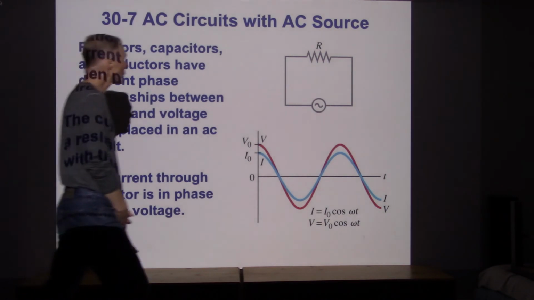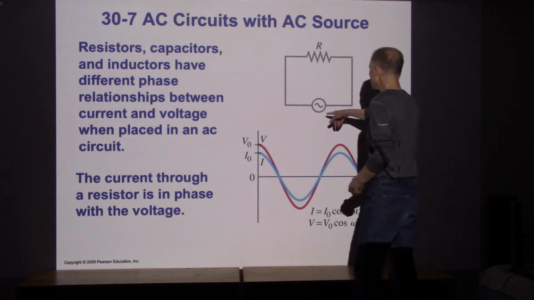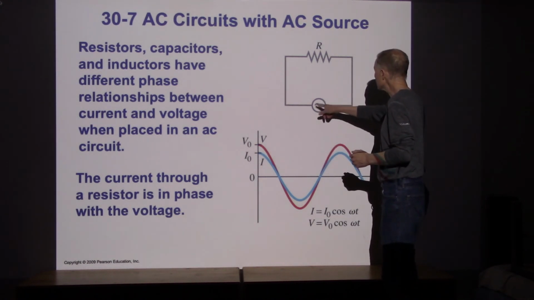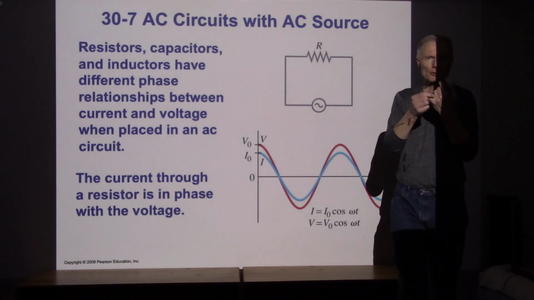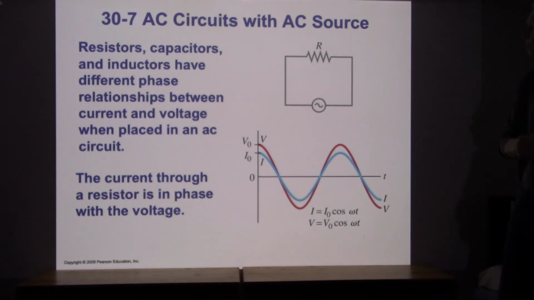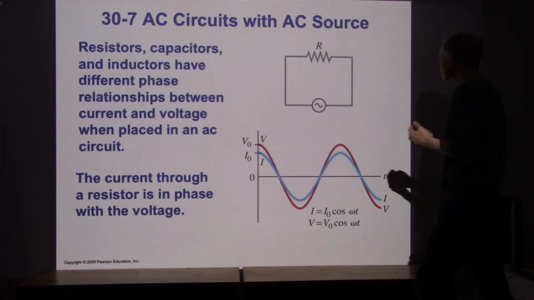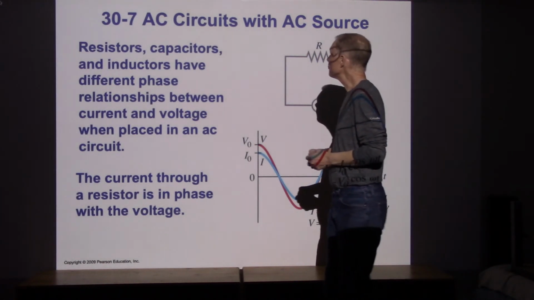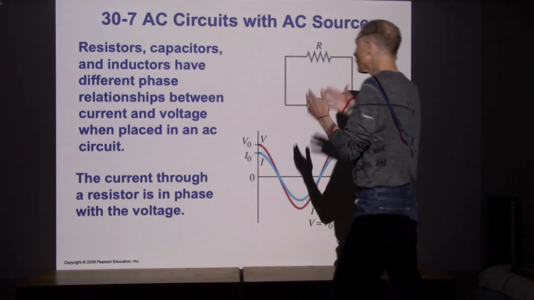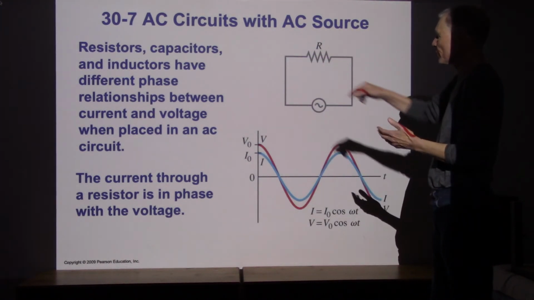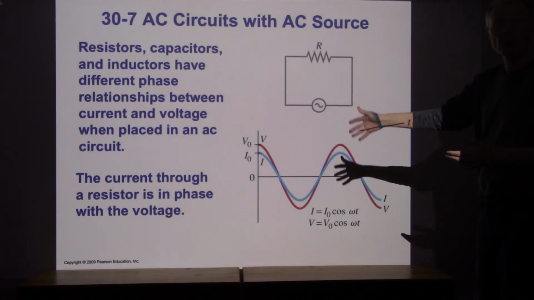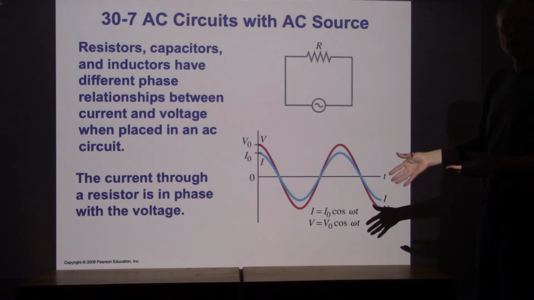So here is our AC power source, and we're starting off with the real basics here. It's got a certain peak voltage, and it's got a certain frequency, and there's a resistor in the circuit. What we're going to eventually get to are resistors, capacitors, and inductors. Right now we're looking at the simplest device, just a resistor in an AC-driven circuit.